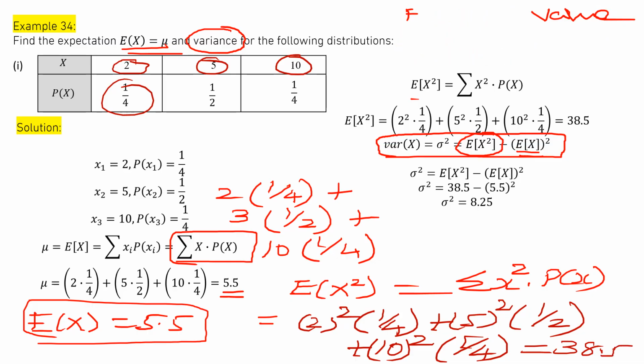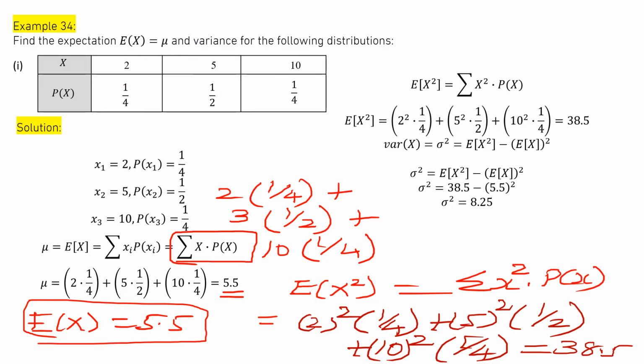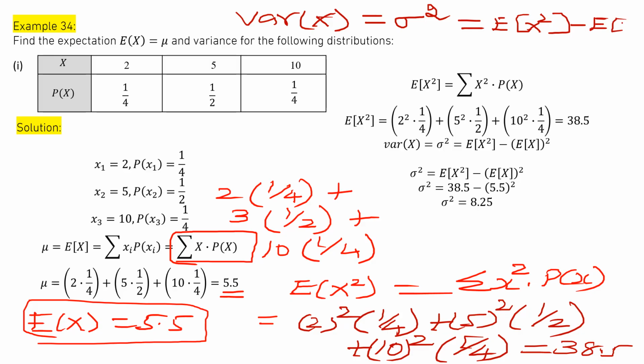Okay, right. So now what is the variance formula? How to find variance? Variance you can write like this, Var of x, or I can use this symbol sigma power 2. Both denote the variance value. So what is the variance formula? E of x power 2 minus E of x the whole squared.